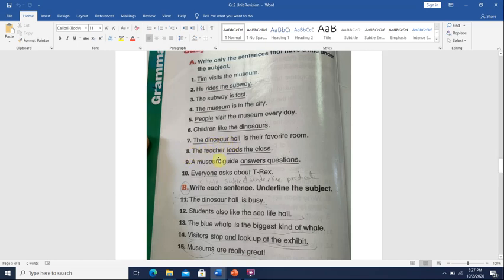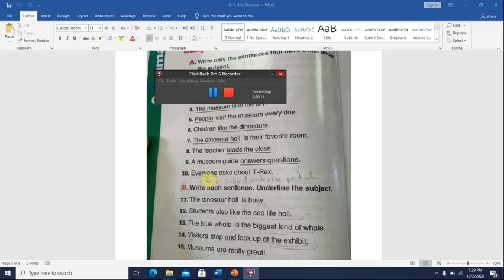Number 8, the teacher leads the class. No, leads the class is the predicate. This is the action part of the sentence, what the subject did. And the teacher is the subject. So we will not write number 8. Number 9, the museum guide answers questions. The museum guide answers.